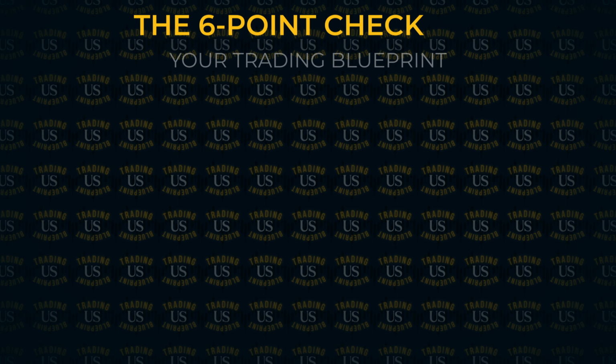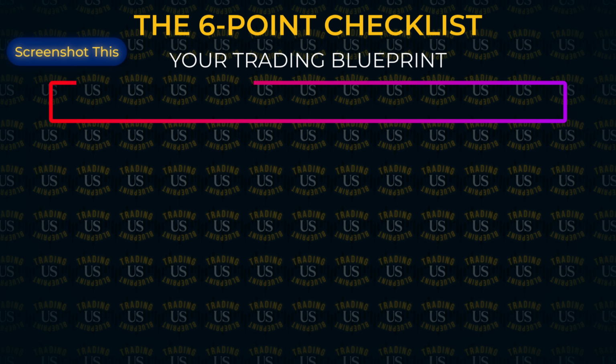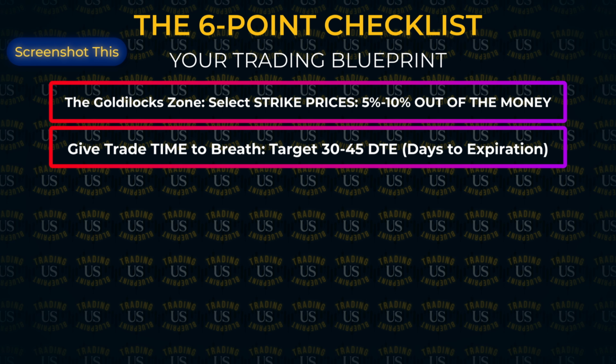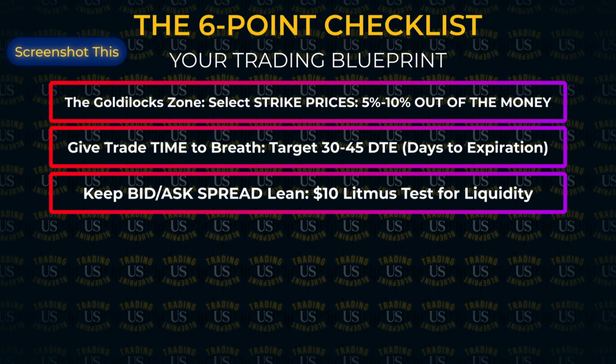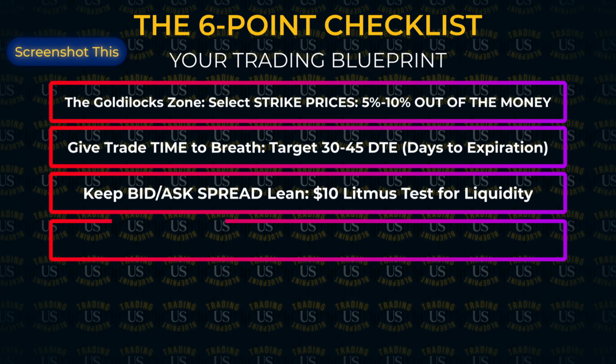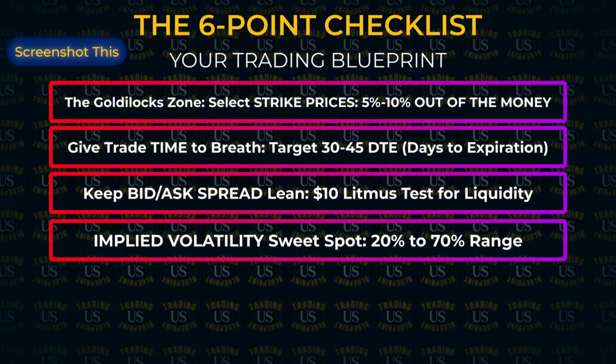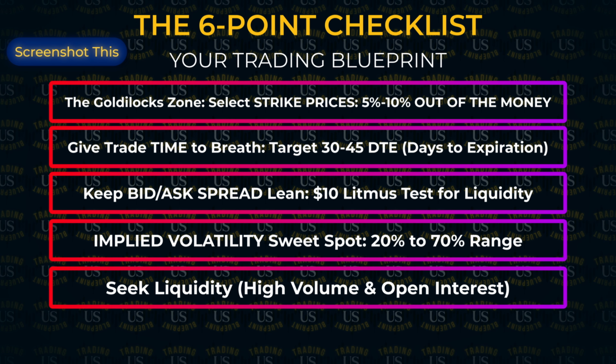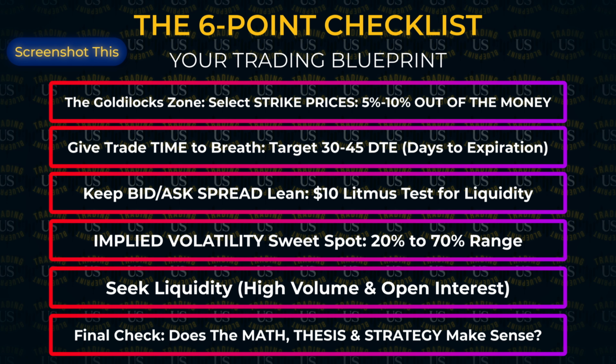Before buying any option, run the 6-point checklist. 1. Is my strike price within 5 to 10% of the stock price? 2. Does my expiration date give me at least 30 days? 3. Is the spread tight? 10 cents wide max? 4. Is the IV reasonable? We're looking for the 20 to 70 range. 5. Is there decent volume and open interest? 6. Does my break even match my thesis, and does the math make sense? Yes to all 6, buy it. No to any, skip it. Always run the list. Save yourself the headache.